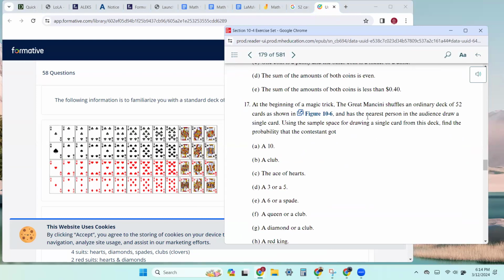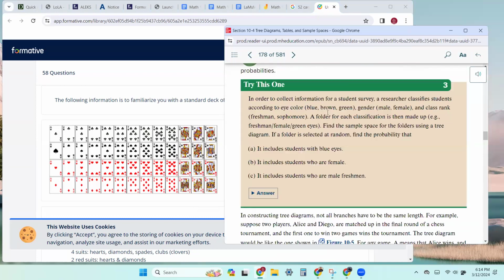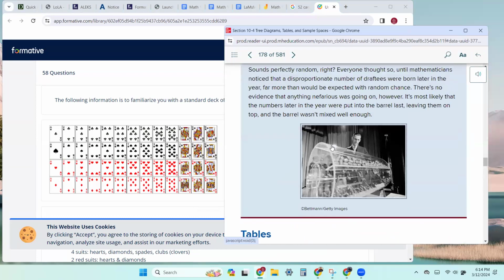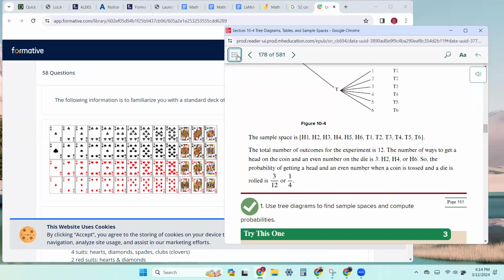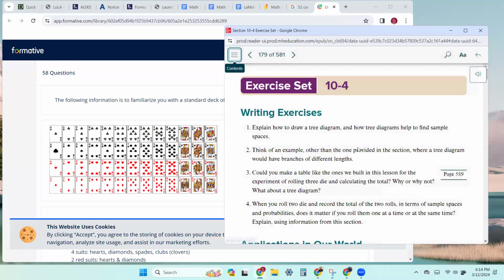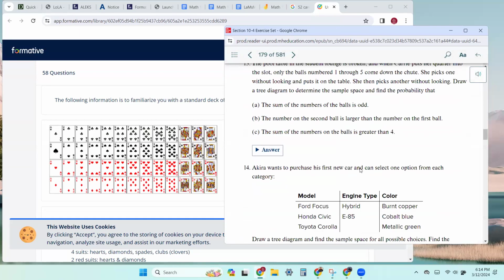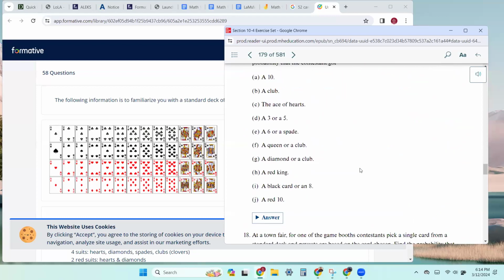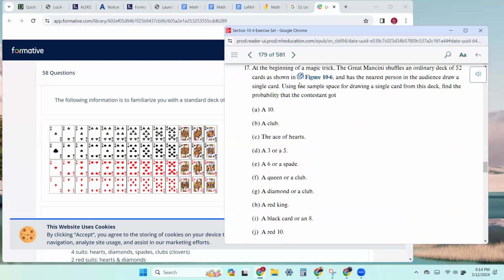All right, so at the beginning of a magic trick, the great Mancini shuffles an ordinary 52-card deck. Well, ours looks better. Uh-oh. Now, how do I get back? Back here. All right. So he shuffles a 52-card deck, and that's it right there, and has the nearest person in the audience draw a single card. Using the sample space for drawing a single card from this deck, find the probability that the contestant got a 10.